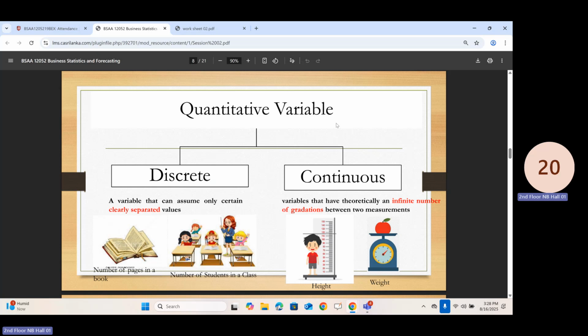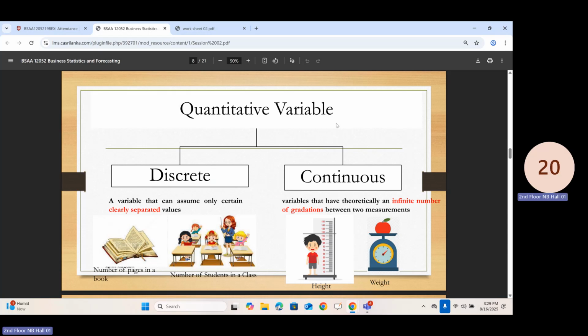Then we move to weight. What kind of responses can we get? Every time can we get 40 kilograms, 41 kilograms, 42 kilograms? No, we can't. Why? Sometimes weight is 40.5 kilograms, 40.25 kilograms. Every time we cannot get clearly separated values. Both can be measured numerically, but the numerical values are different. Based on that, we divide into discrete and continuous.